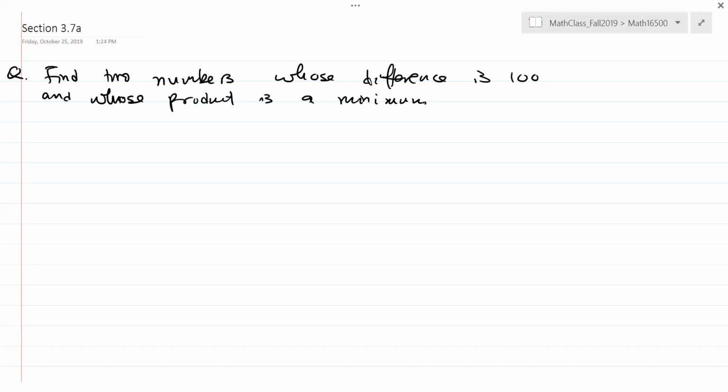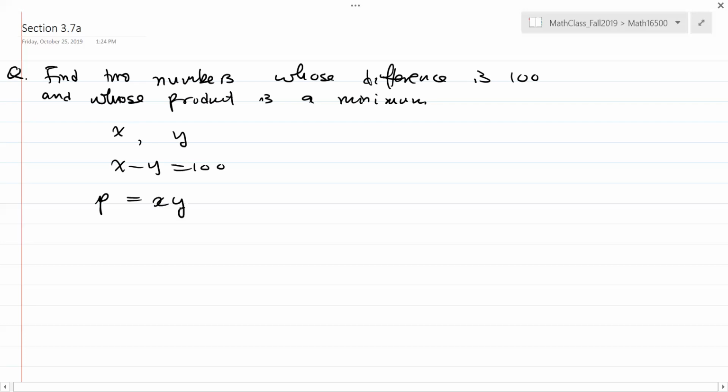In step one, name the variables. Those two numbers, one is called x, the other one is called y. And write down the given condition: the difference is going to be 100. There are two variables here. The product is x times y, and x times y has a minimum value. Find x and y.